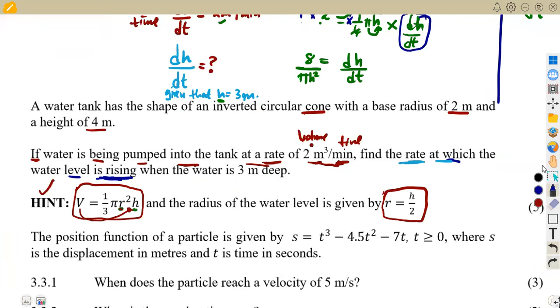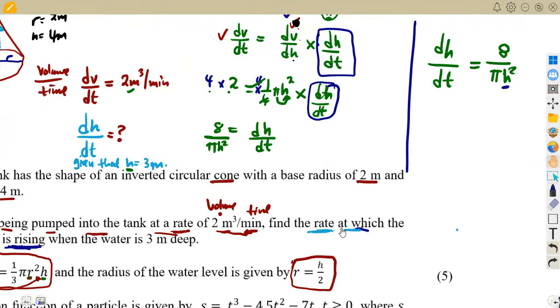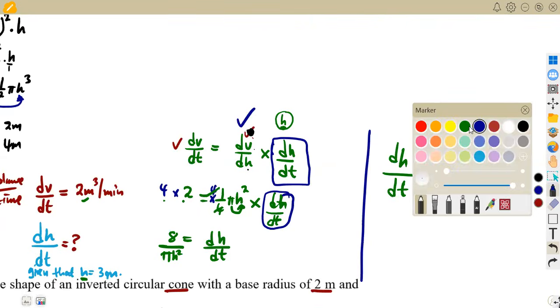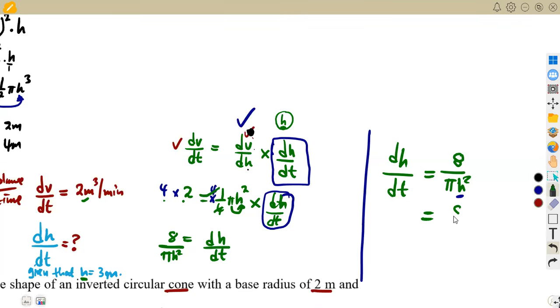So we want to know the change there when the water is 3 meters deep. That is the question. So we can now substitute this height into our expression to find the exact change. So that's 8 over pi times the height, which we said our height there was 3 meters, being squared.